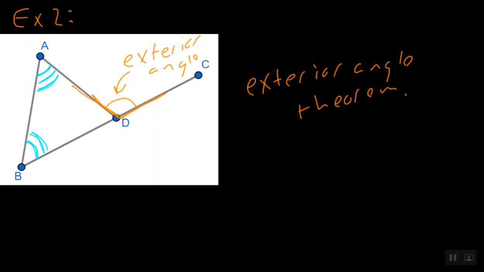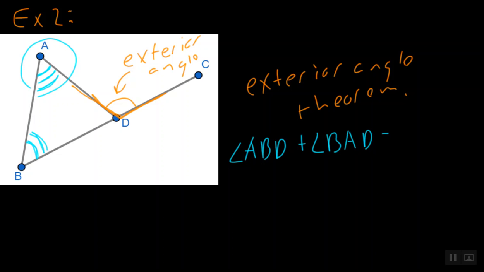Okay, so what would this look like in practice? Well, we could say that we have angle ABD plus angle, this one right here, BAD, is congruent to our exterior angle, which in this case is angle ADC. So remember, guys, any two interior angles that don't touch the exterior angle can add up to that, and it gives us a nice little shortcut pretty frequently. All right, guys, we got one final example. Let's go check it out.